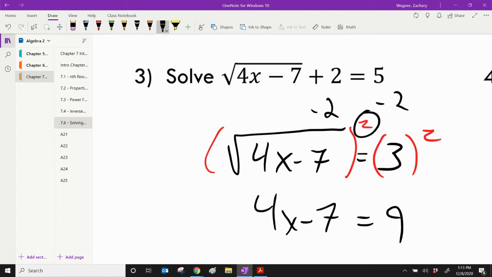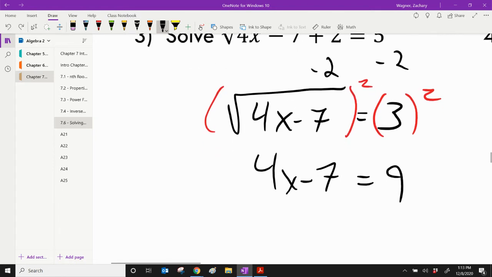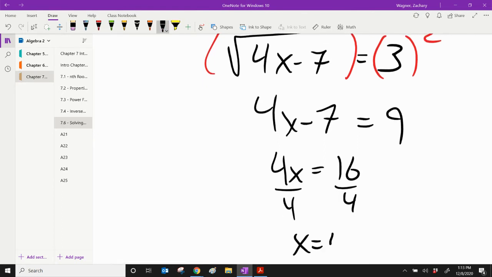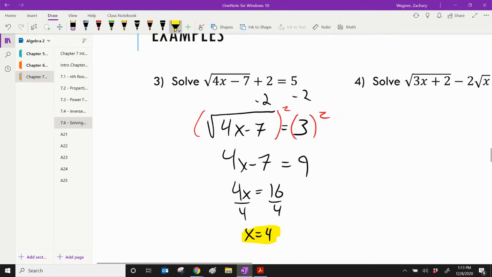Notice when we're squaring a square root, it just cancels out. 3 squared is 9. 4x minus 7 equals 9. Add 7 to both sides. 4x equals 16. Divide by 4. x equals 4. Once you get here, you need to plug this 4 back in to make sure this produces a correct answer, because there will be times where we're square rooting a negative value. That's not good news.